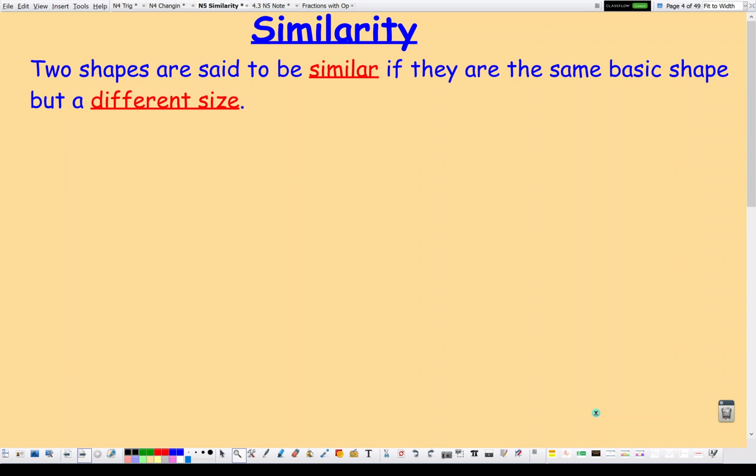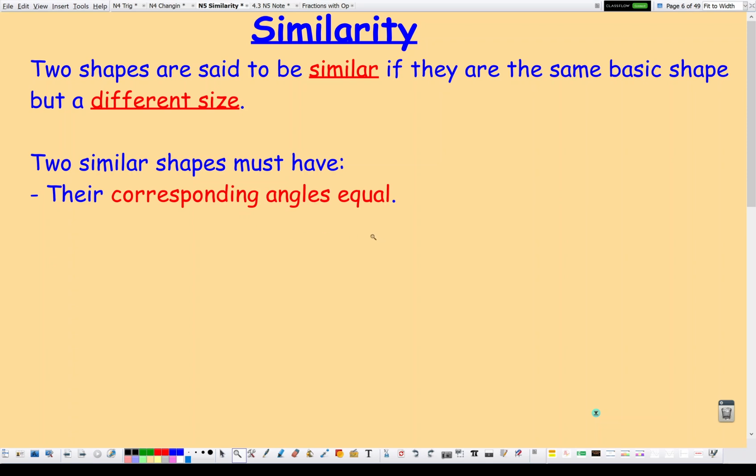So two shapes are said to be similar if they are the same basic shape but a different size. Okay, so two similar shapes, in order to be similar in mathematical terms, must have the corresponding angles the same. So, if I have an angle in this corner in my smaller shape, is it the same angle in the bigger shape in the same corner? That's one of the rules. And the second rule is their lengths must be in proportion to each other. So if you've made it bigger or made it smaller, every single length needs to have increased or decreased by the same proportion. These are two important things.